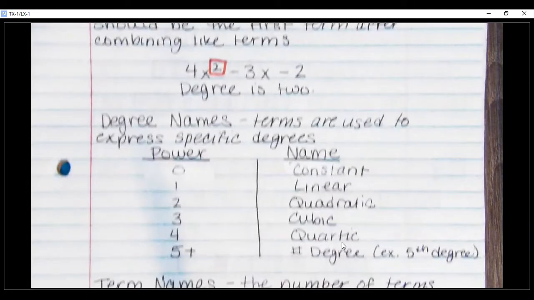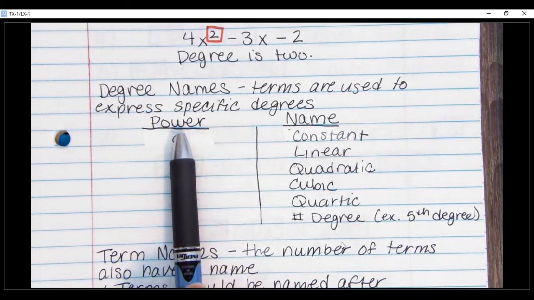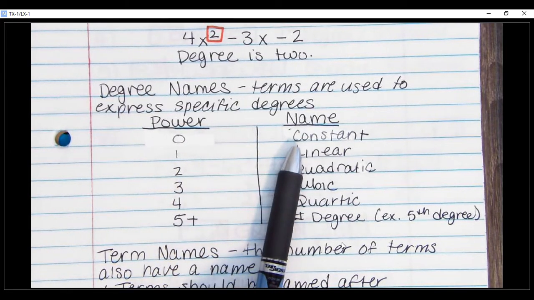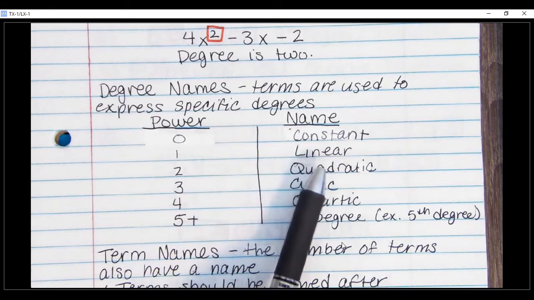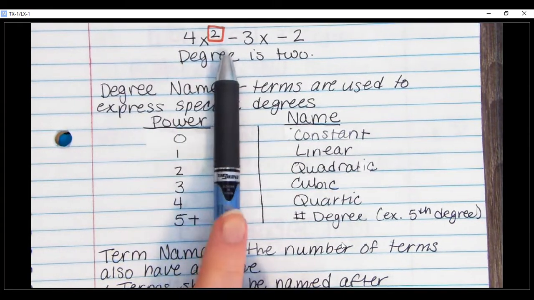So degree names are terms that are used to express specific degrees. So if there's no degree on there at all, if it's just the number 6, we're going to call that a constant. If it has a degree of 1, it's going to be called linear. Degree of 2, which is what ours is right up here, we have quadratic.